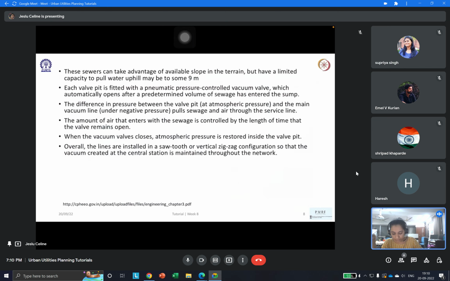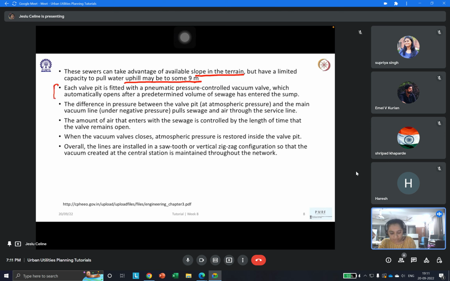So here the CPHEO has given the reason for this. In a previous slide also we discussed this. The main reason is that these sewers can take advantage of the available slope, but still the lift, or the height to which water can be pulled uphill, is restricted to up to 9 meters. You can't go more than that. You cannot take a deep slope and pull it up. Once we understand the working principle, we will be able to reason it out.